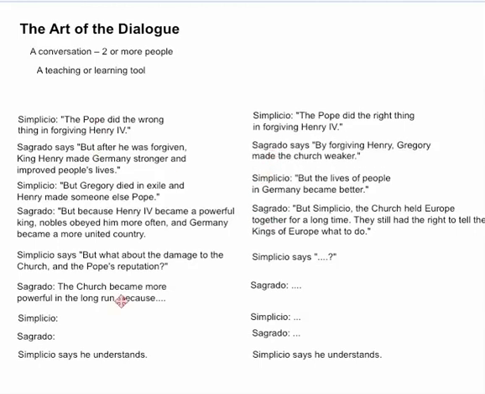If you discover in the course of writing a dialogue about some subject that you are agreeing with the things that Simplicio is saying, that means that you started the dialogue from the wrong point of view. I hope this helps you become a better writer and thinker.